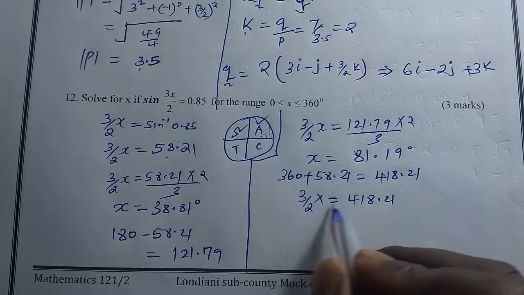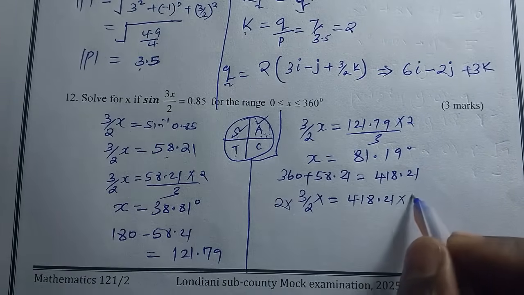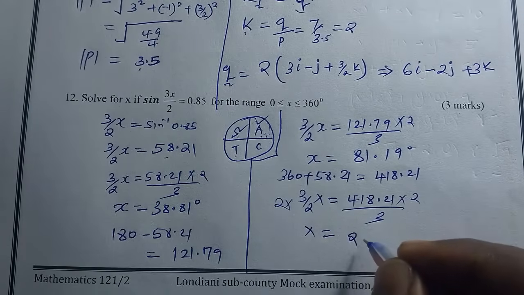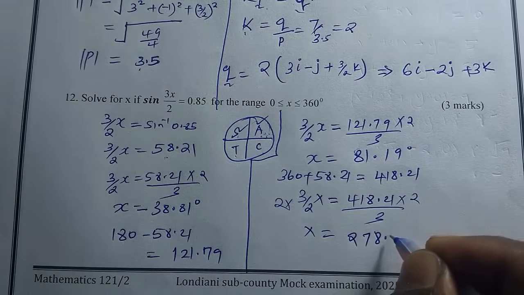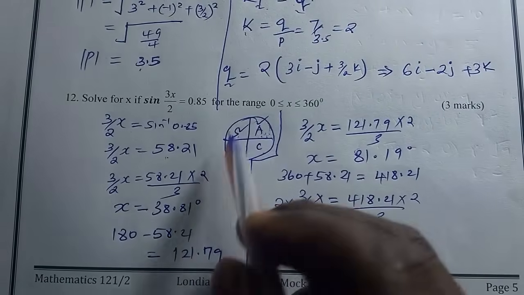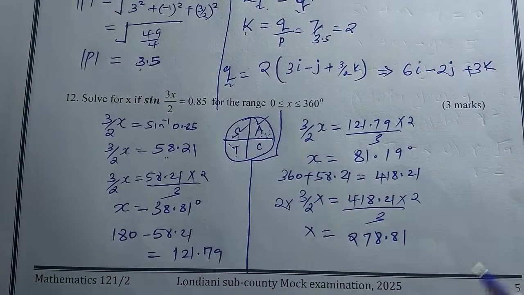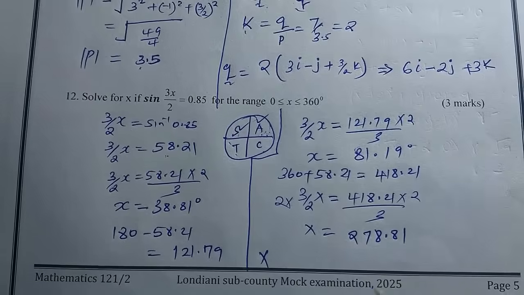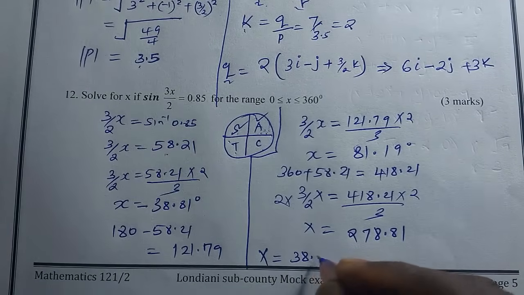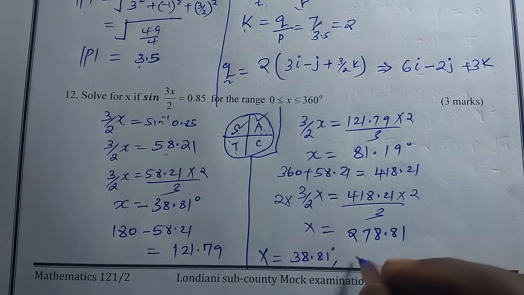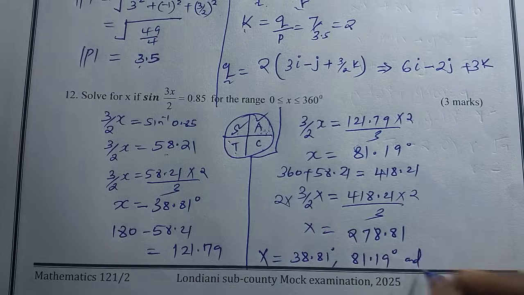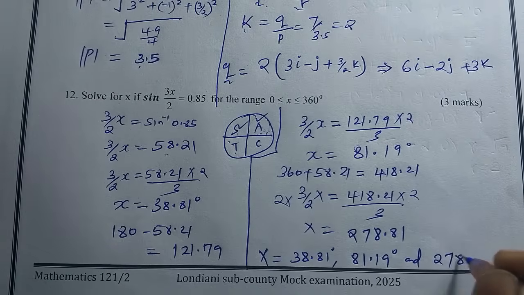So 3 over 2x is equal to 418.21. Multiply times 2 divided by 3. That one will give us x, which is 278.81. So you can clearly see that if you go to the next one, it is going to be beyond 360. Therefore, the values of x are equal to 38.81 degrees, 81.19 degrees, and 278.81 degrees.